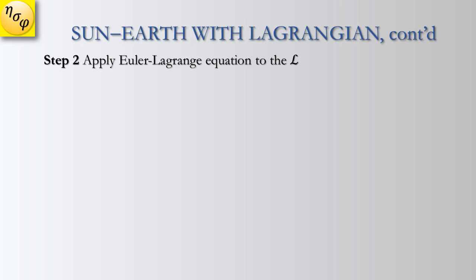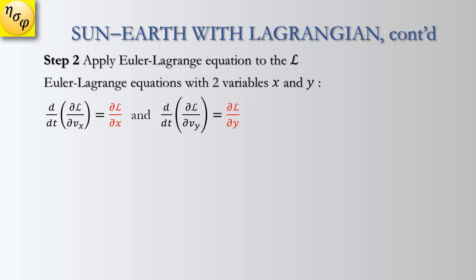Step 2. Apply Euler-Lagrange equation to the L. Euler-Lagrange equations with two variables x and y are: the first equation is d over dt of the partial derivative of Lagrangian with respect to Vx equal to the partial derivative of Lagrangian with respect to x, and so is for y.